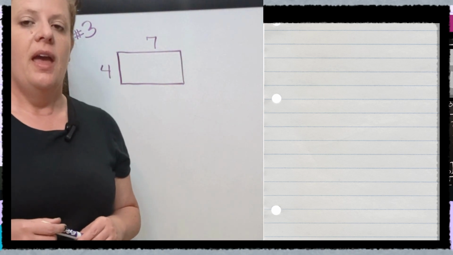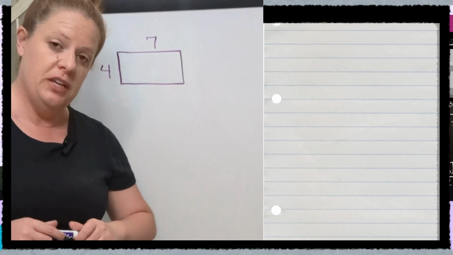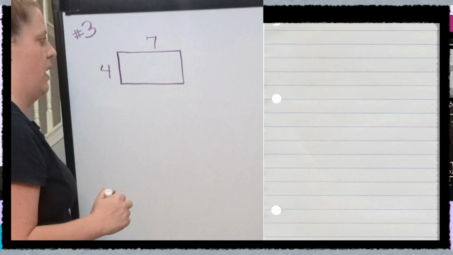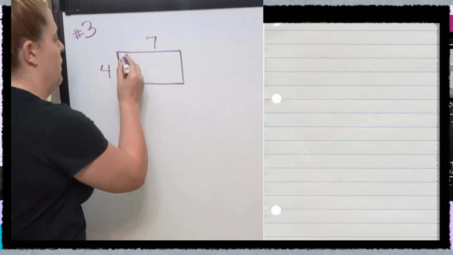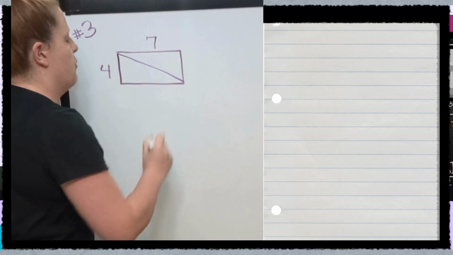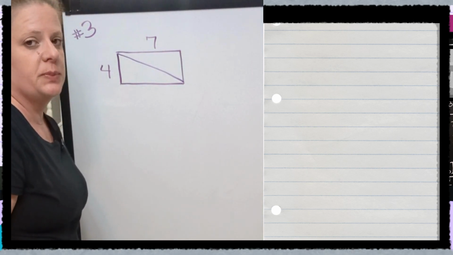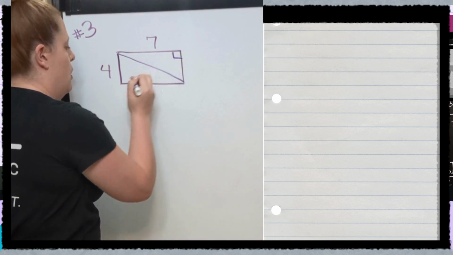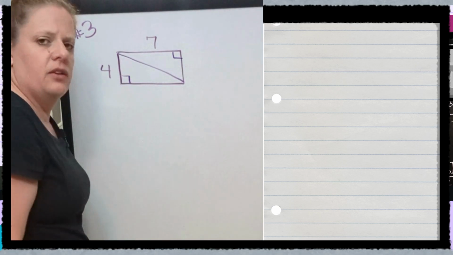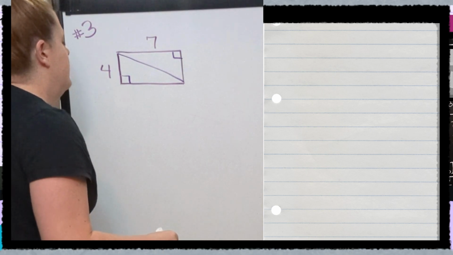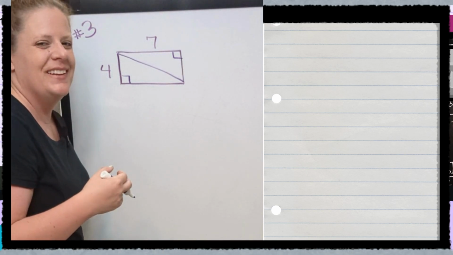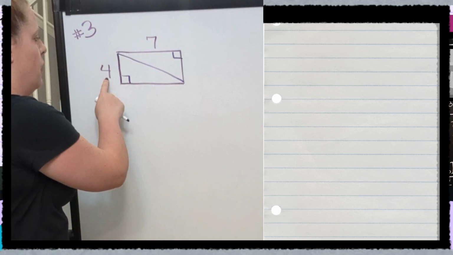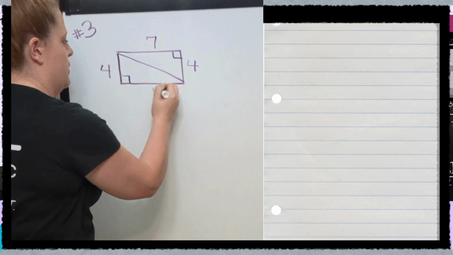Number 3. A farmer creates a pen for his sheep. In mine, it is 7 feet long by 4 feet wide. And the question is, how long is a diagonal that runs through the center of his pen? So if we draw that diagonal in, we suddenly have two 90-degree angles. And I see that I have two right triangles. So we have 7 and 4. That makes this also 4, this also 7.